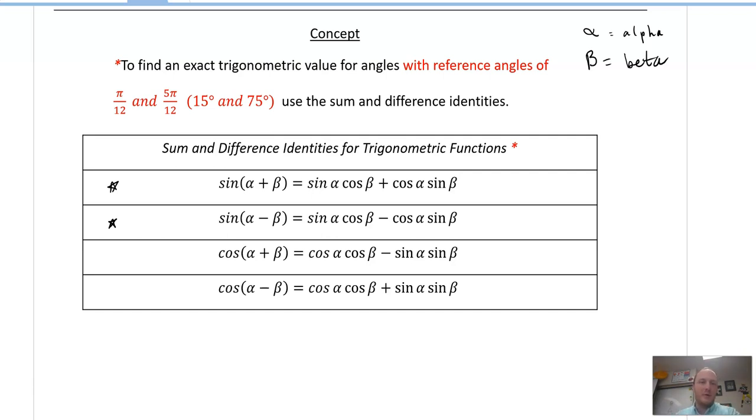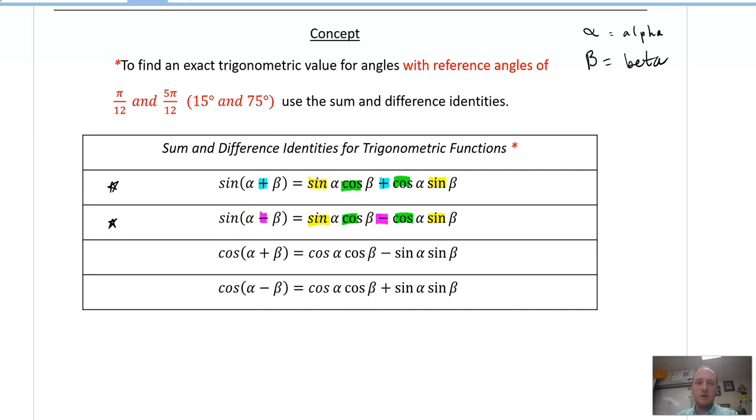Pattern-wise, what I hope you notice is that for sine, it's always sine times cosine plus cosine times sine. That pattern holds true for both of the sines. And then in between, for the sine, if it's addition, you're adding, and if it is subtraction, you're subtracting.